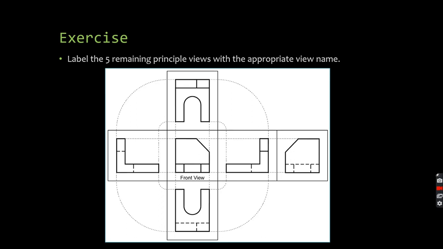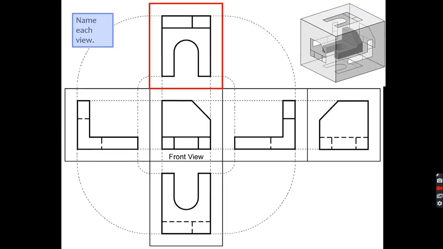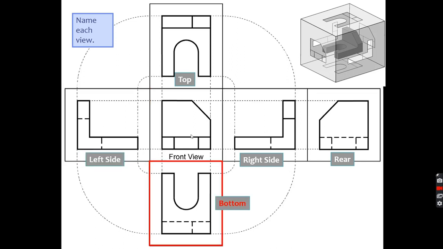Okay, label the 5 remaining principal views with the appropriate view name. Okay, what is this view? That is the top view. What view is that? Right. Rear. Left. And bottom. Okay, those are our 6 principal views.